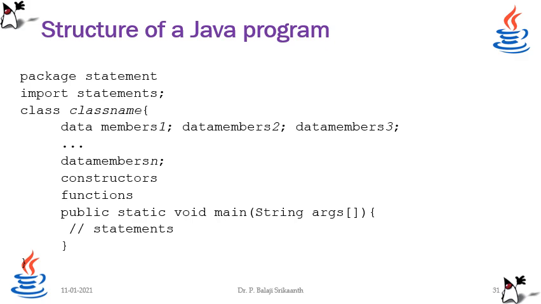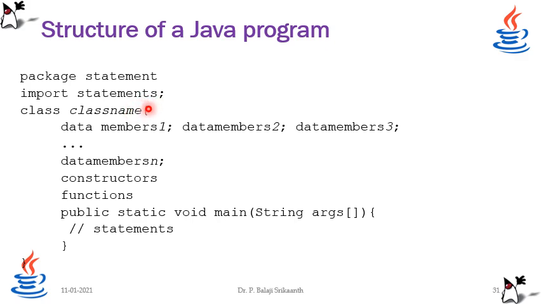Structure of a Java program. The structure of a Java program specifies that if you are writing a Java program, then it should follow this structure. The first statement, the package statement, is not mandatory. If at all you are having a package statement, then it should come first. Then if you are importing any packages, then it should come in the second line. Afterwards comes the class followed by your class name.